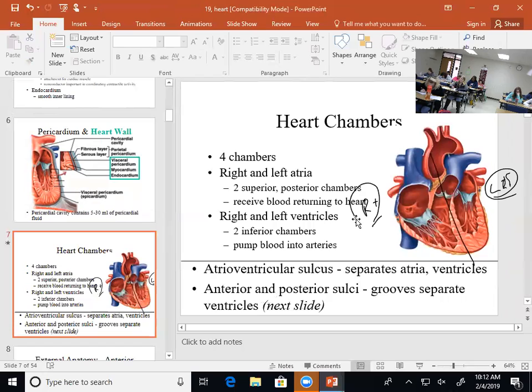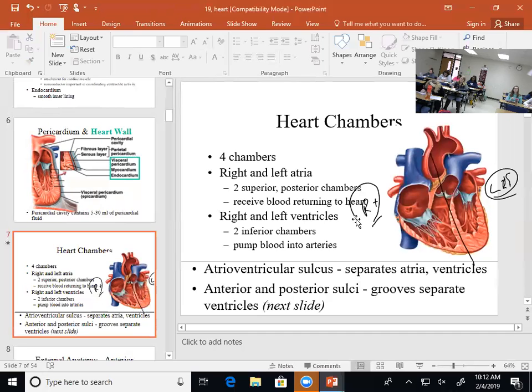Lungs. The right pump is sending blood to the lungs. It's called the pulmonary circuit, the lungs that it's sending to. How far are the lungs away from the heart? Not far. Are the lungs very far from the heart? Okay, hold on to that thought.